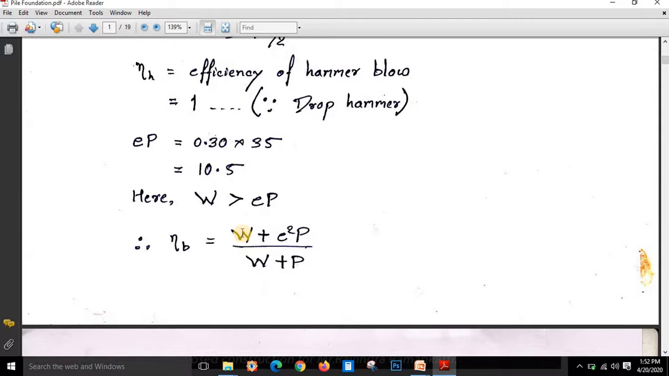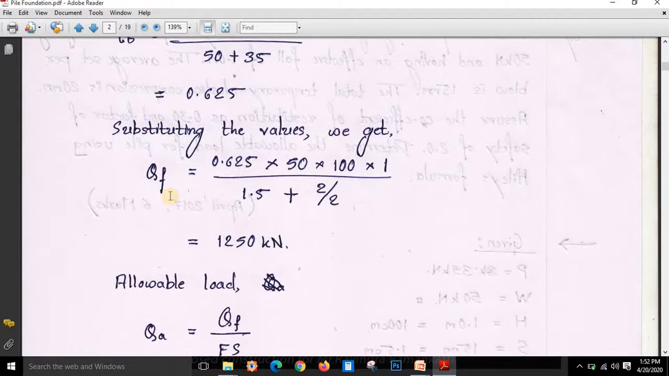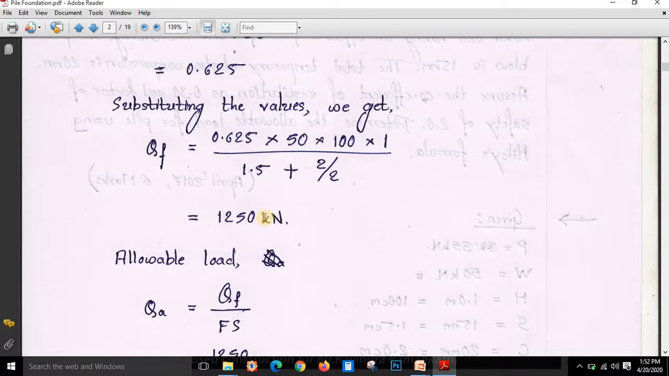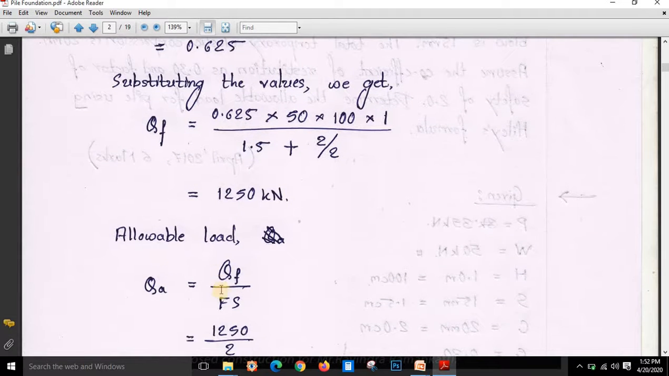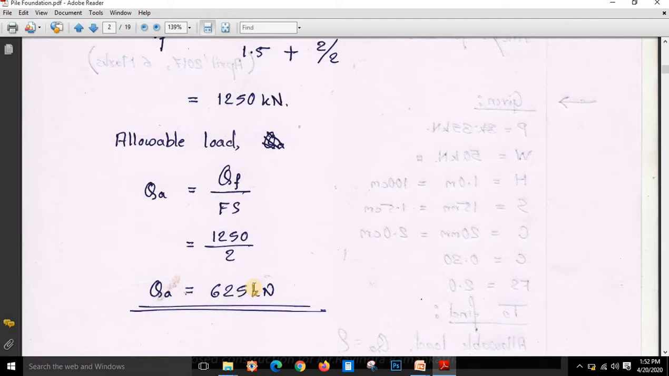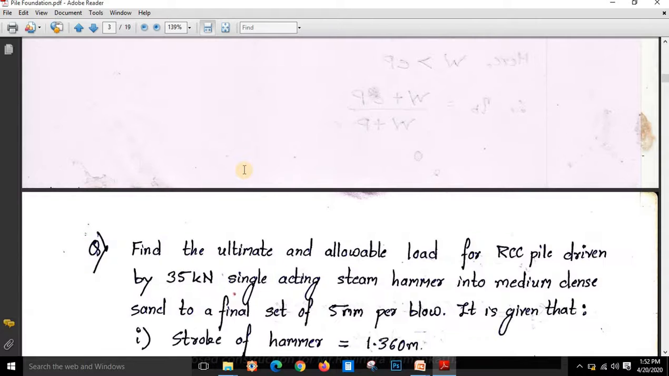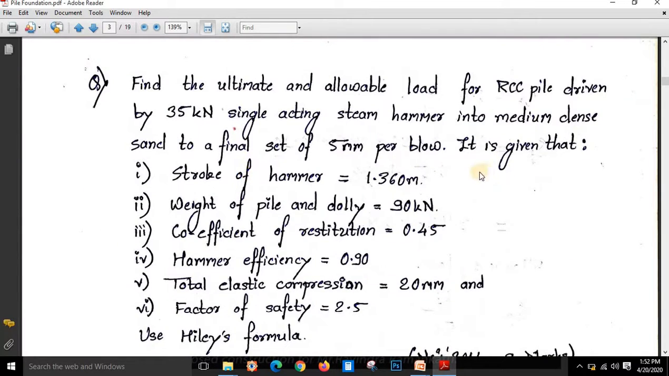We have used it over here and substituted all the data, and we have found that NB is equal to 0.625. Substituting all the values, we have got the ultimate load carrying capacity, that is 1250 kilonewton. The ultimate load carrying capacity divided by the factor of safety is equal to the allowable load, that is 625 kilonewton. So it's a very simple problem. I hope you have understood. It is by using Hiley's formula. Similarly, we will move further to the second problem.